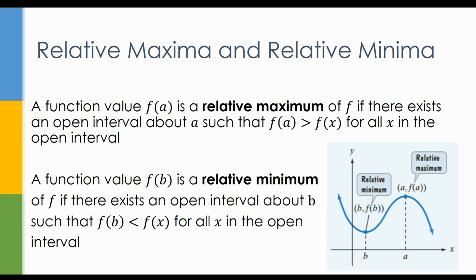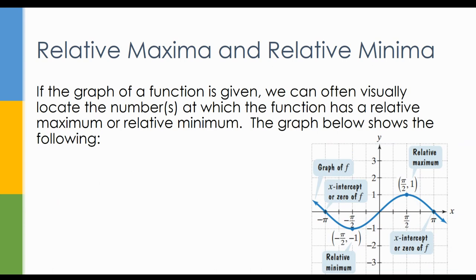It says a function f of b is a relative minimum of f if there exists an open interval about b such that f of b is less than f of x for all x in the open interval. So some value for b, notice that I've got this curve happening where that point at b is the lowest compared to the points surrounding it. That makes it a minimum. So if the graph of a function is given, we can often visually locate the number at which the function has a relative maximum or relative minimum. The graph below shows the following. So notice that there's a lot going on with this picture. Let me talk about it.